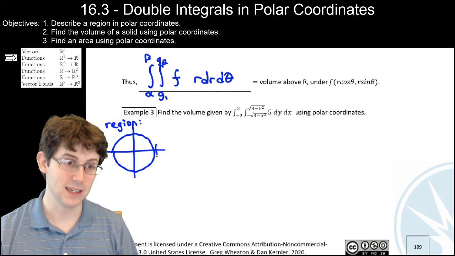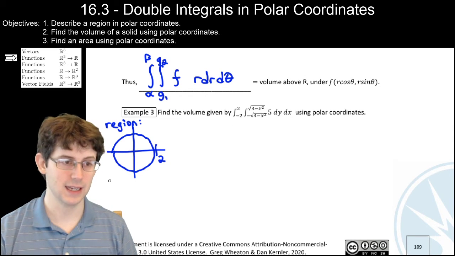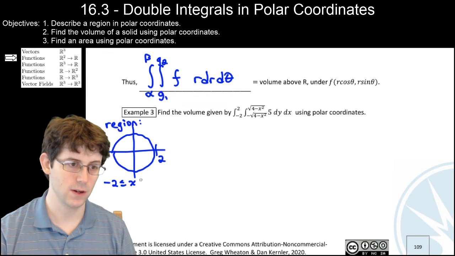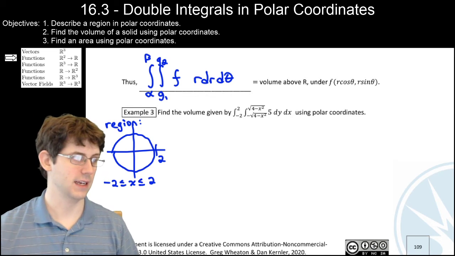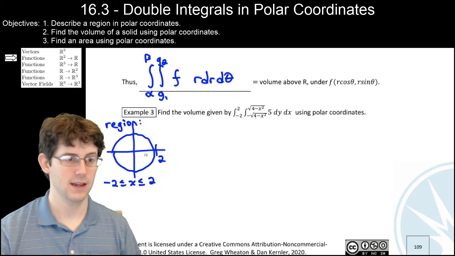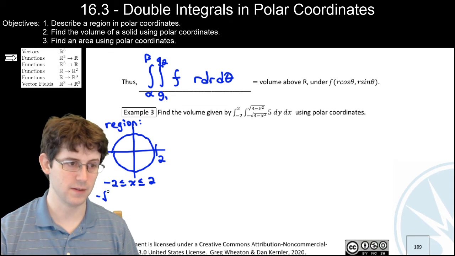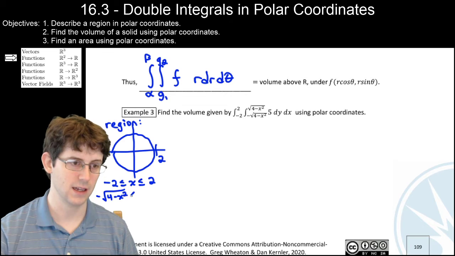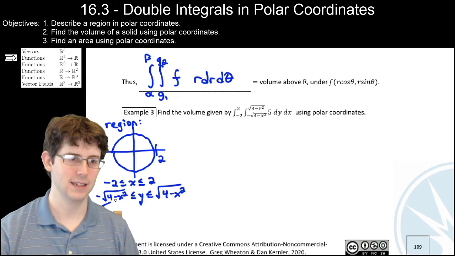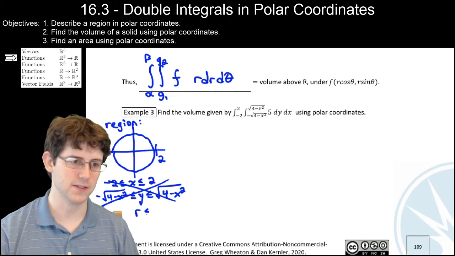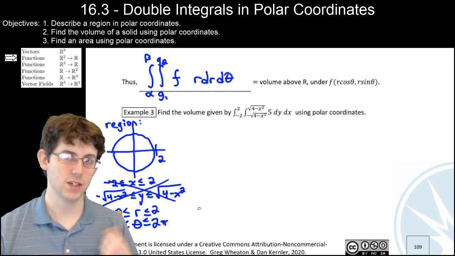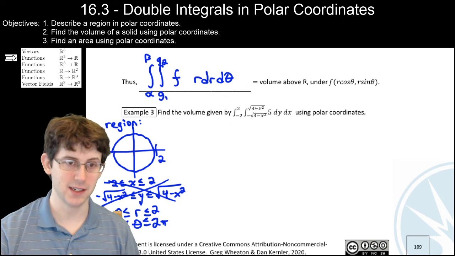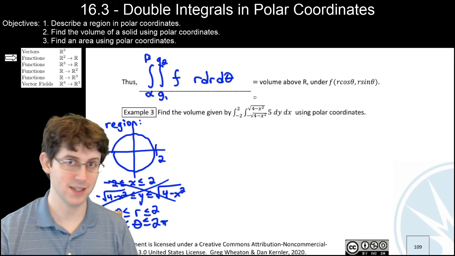I'm going to write the region in a different way. Instead of x goes from -2 to 2, and y goes from a crazy function to another crazy function, I don't like that. Instead, I'll use r goes from 0 to 2, and theta goes from 0 to 2 pi. And changing into polar coordinates, you actually just change the bounds, because you're just changing the way you think about the region.